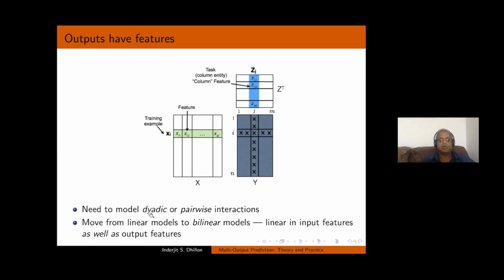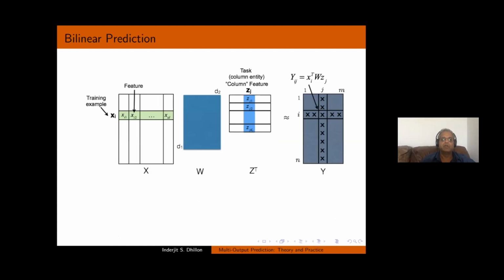And so what you need to try and do is model these pairwise interactions between the input features and the output features. And the natural way to do this is to move from linear models to bilinear models, which will individually be linear in the input features and linear in the output features. So this is now my picture that I've been carrying through.